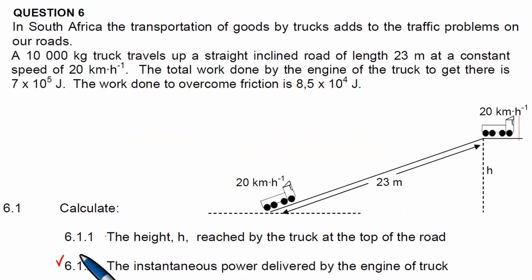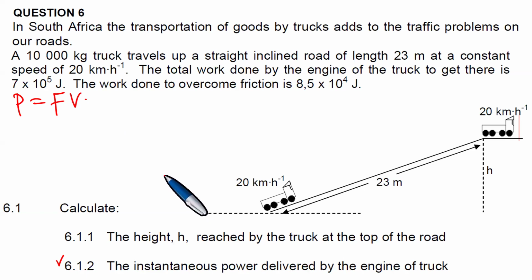The next question is about calculating the instantaneous power delivered by the engine of the truck. Right, what is the instantaneous power? Now, for us to calculate the instantaneous power, if you need to calculate power and we have velocity, we use the formula power equals force times velocity. Okay, that's what we use.